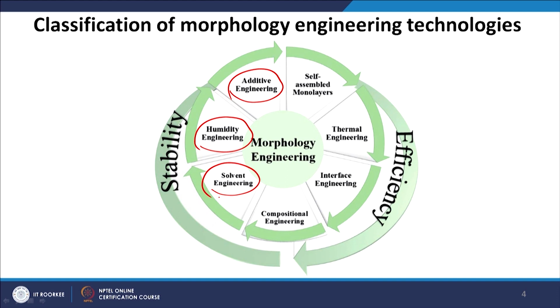For example, if we change from DMF to DMSO to NMP to toluene, basically what we are changing is the dielectric constant. If the dielectric constant is different, then the polarity is also different. If the polarity is different, the way the perovskite crystallizes is also different. So the morphology also becomes different, that is called solvent engineering.